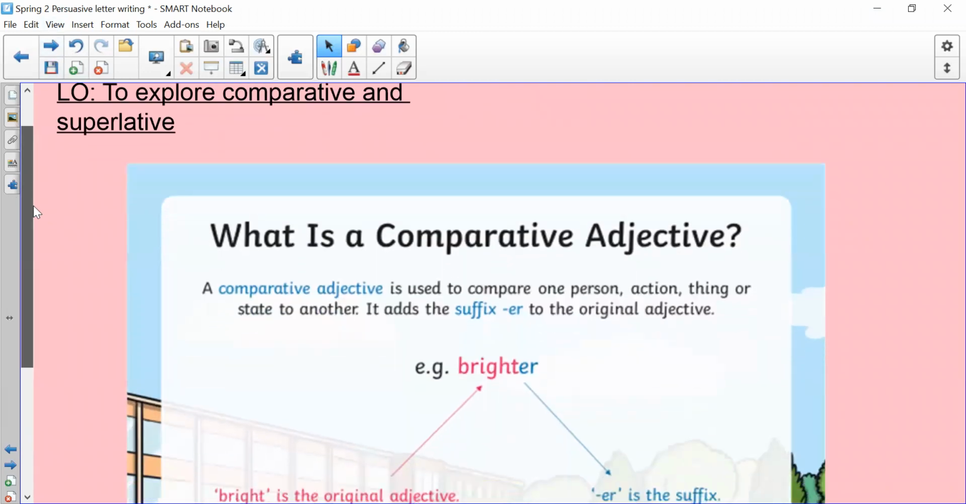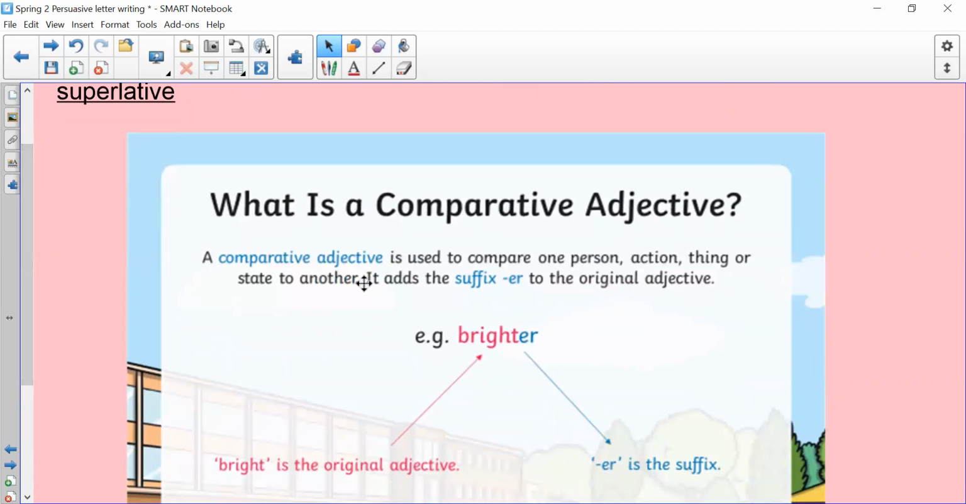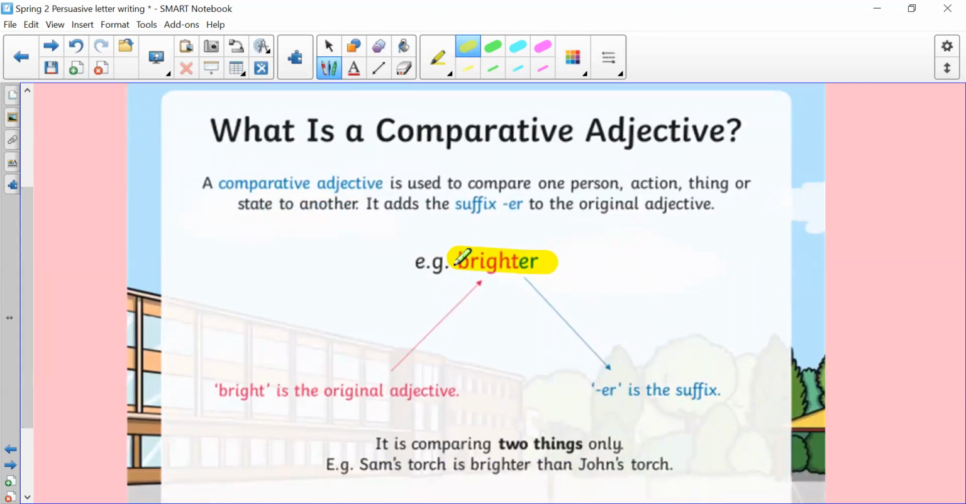So, what is a comparative adjective? A comparative adjective is used to compare one person, action, thing, or state to another. It adds the suffix er to the original adjective. So bright is the original adjective, that is our root word. ER is the suffix. When they're both together, they make brighter. It is comparing two things only, e.g., Sam's torch is brighter than John's torch.